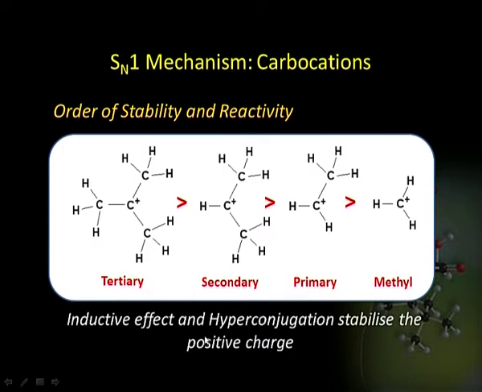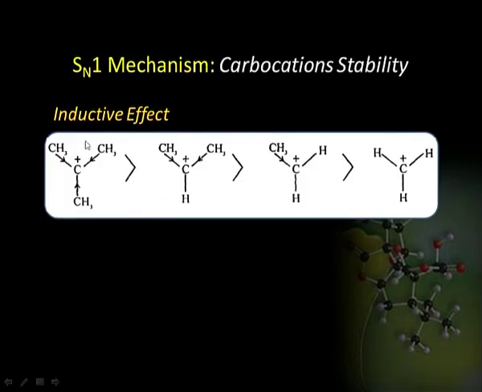The stability of carbocations is explained by the inductive effect and hyperconjugation, which stabilize the positive charge. As can be seen here, the inductive effect is imparted by the 3 methyl groups in the case of this tertiary carbocation, and here we have 2 methyl groups which stabilize this carbocation by inductive effect. Similarly, we have only 1 methyl group in the case of primary, whereas for the methyl carbocation we do not have any inductive effect which could stabilize it, hence the order of their stability and reactivity.